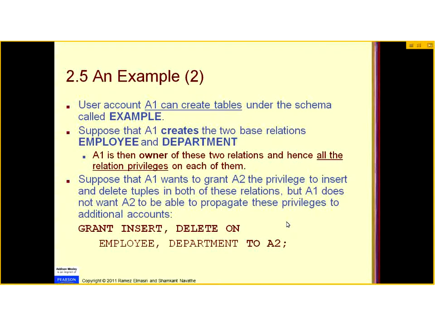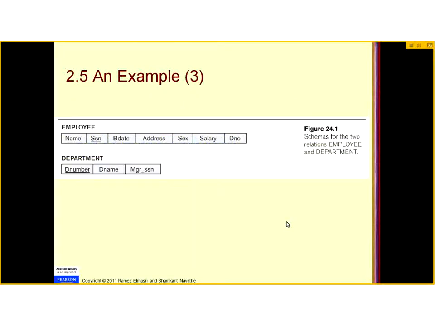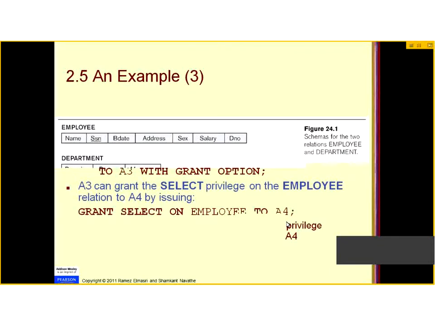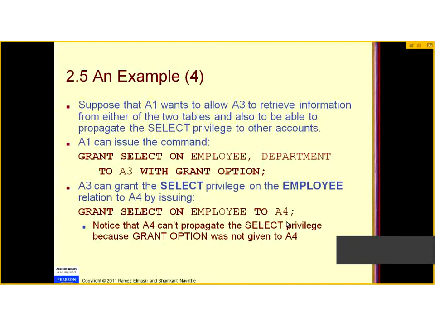Now suppose that A1 wants to grant A2 the privilege to insert and delete tuples in both of these relations, but A1 does not want A2 to be able to propagate these privileges to additional accounts. So it issues grant insert, delete on employee, department to A2. Now these privileges for insertion and deletion on these two relations will be given to A2. So these are the employee and department tables for which A1 grants privileges to A2.